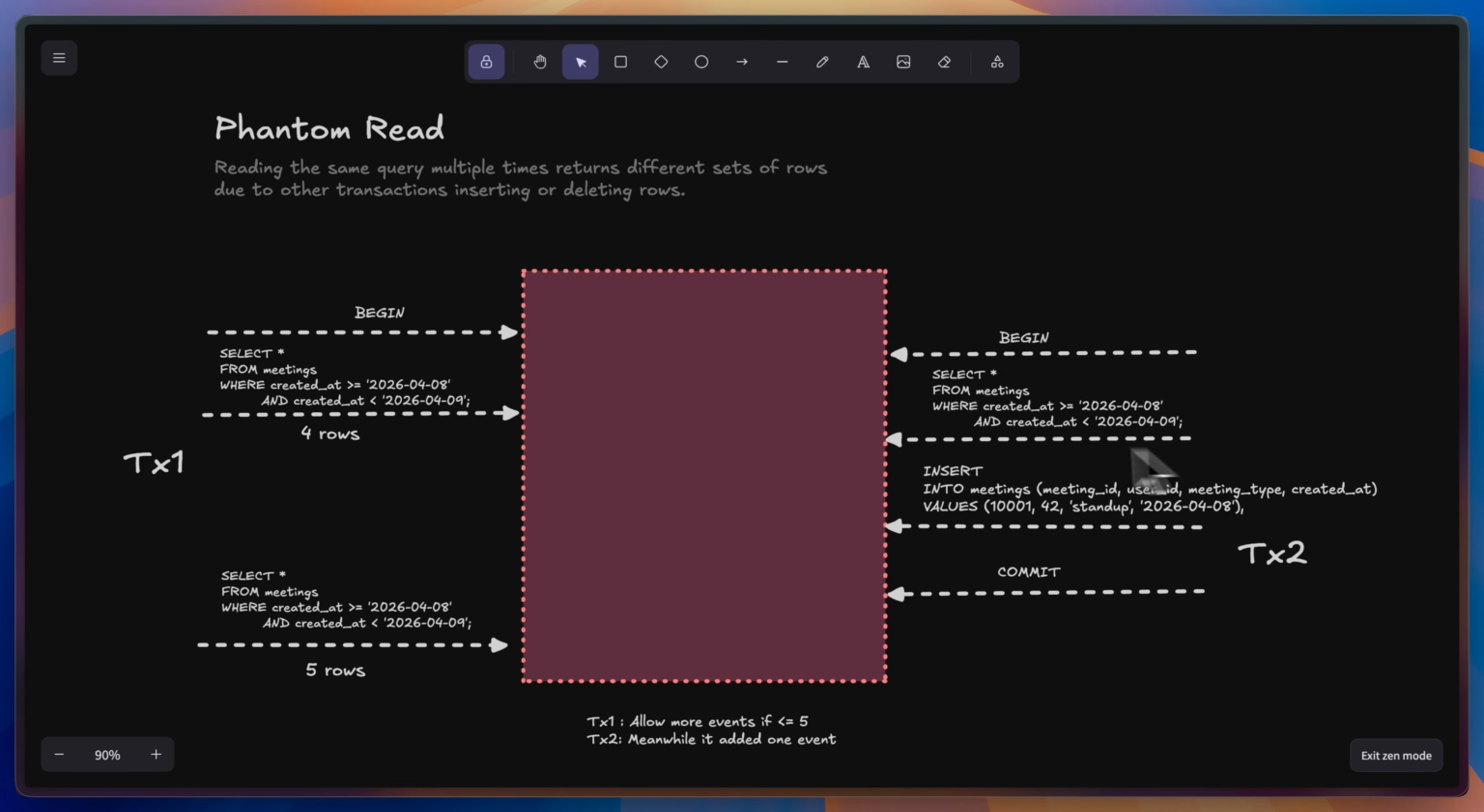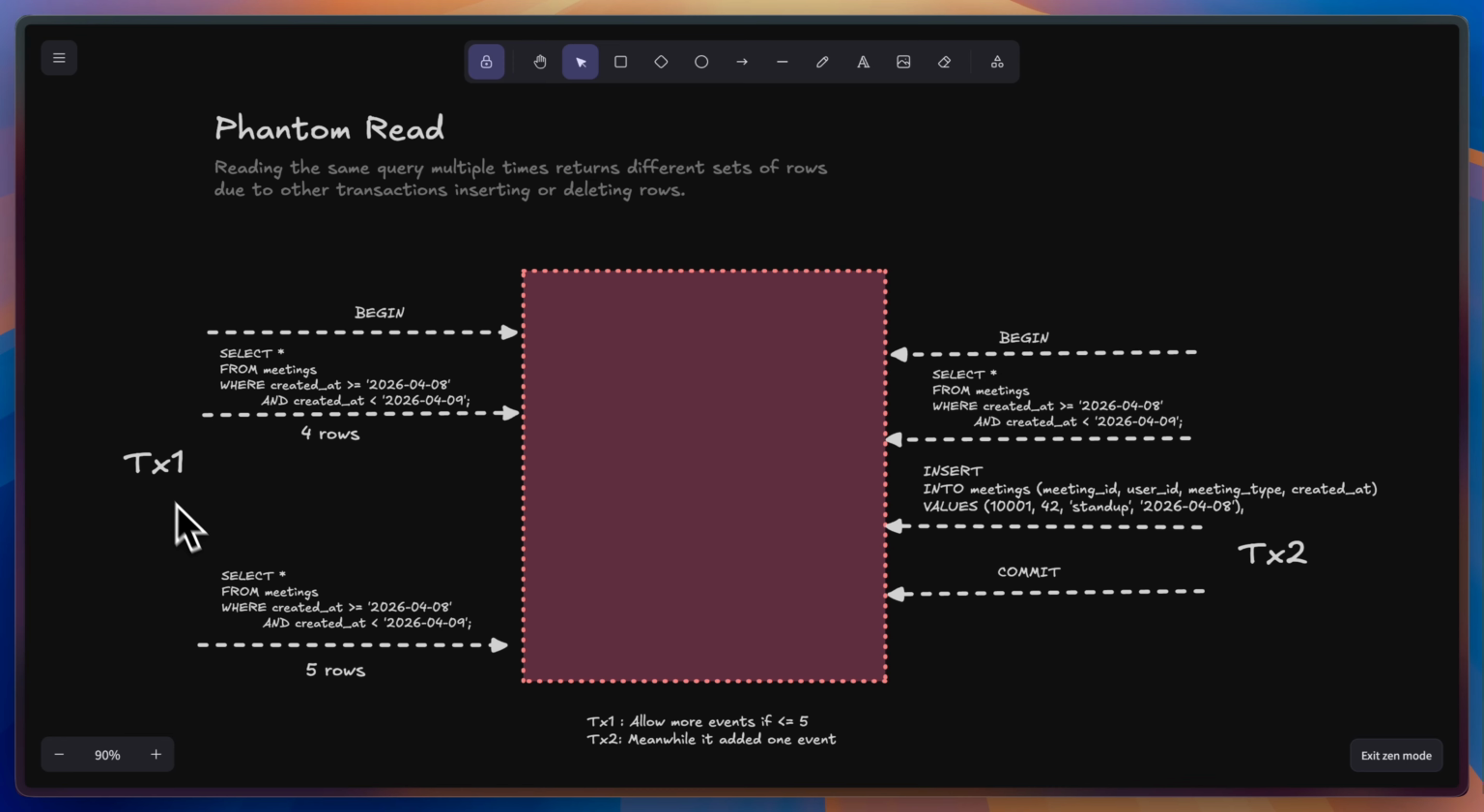At the same time, transaction 2 also asks the same question to the database, and the database says that there are 4 meetings already scheduled on the specific day. So transaction 2 sees that there are only 4 meetings scheduled and we can schedule a total of 5 meetings in a day. So let's schedule one more meeting. Okay, so transaction 2 schedules that meeting. Basically, it inserts a new row into the database.